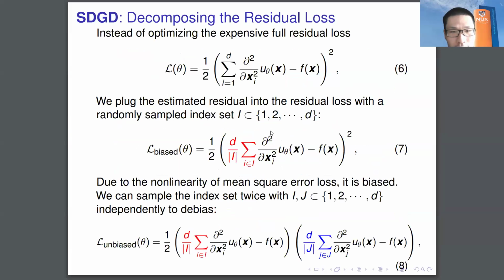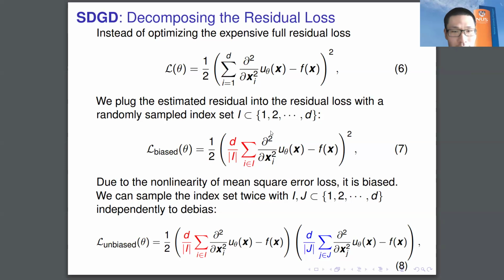So we can plug this estimation into the residual loss. As I mentioned, the residual loss is considered the main computational bottleneck. So instead of optimizing the expensive full residual loss in equation 6, here I drop the sum and only consider the residual loss over 1 point x. You can also consider residual loss for multiple points x, but this is the same. I just want to simplify the notation. We are considering only one residual point. So equation 6 is the full residual loss, where we minimize the residual using all d dimensions of second order derivatives.